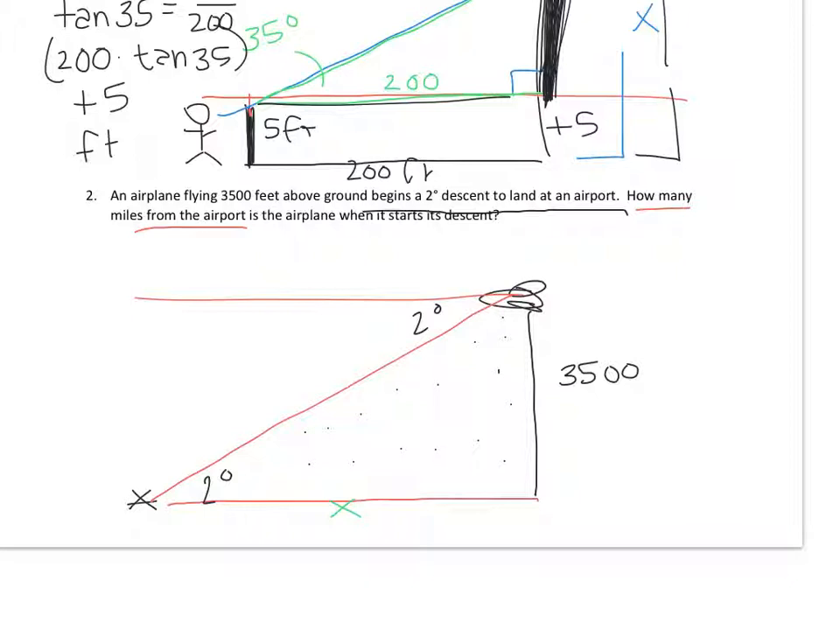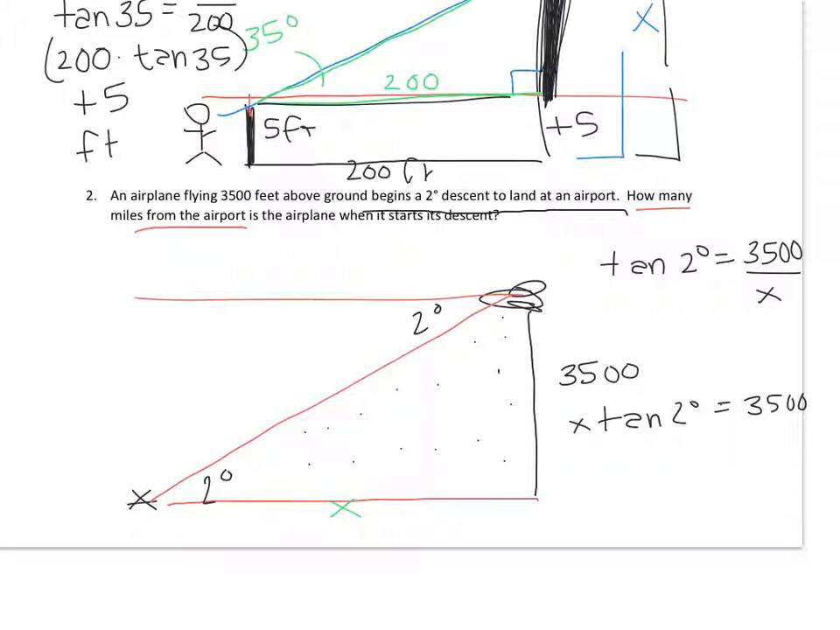So I'm going to use tangent again because it's opposite and adjacent. So I write the tangent of x, or tangent of 2 degrees, equals the opposite, which is 3,500, over the adjacent, which is x. So in this case, to solve for x, you multiply both sides by x. So it's x tangent of 2 degrees equals 3,500.